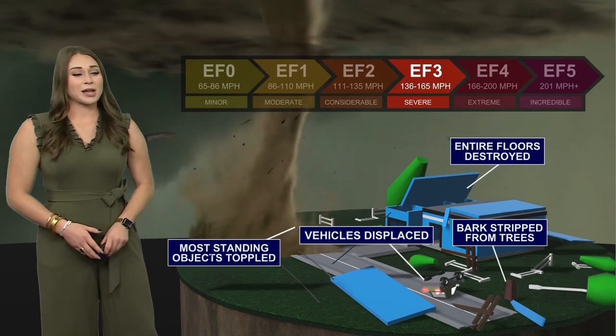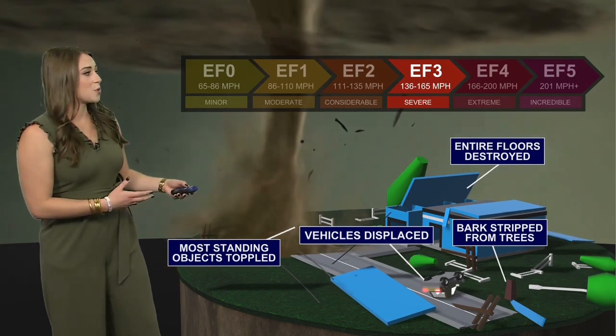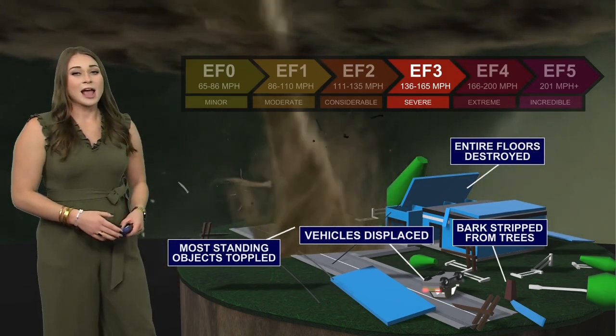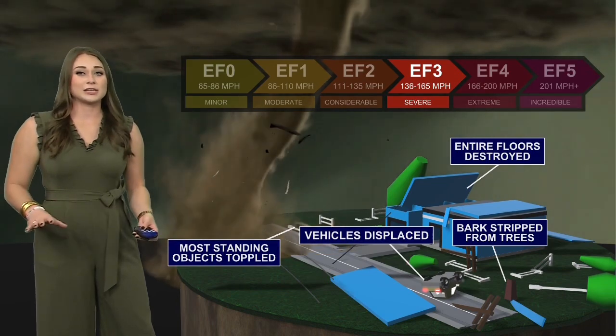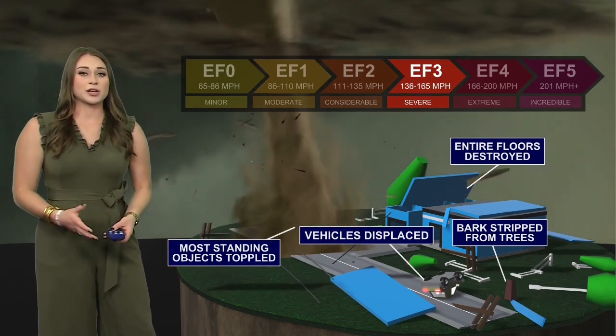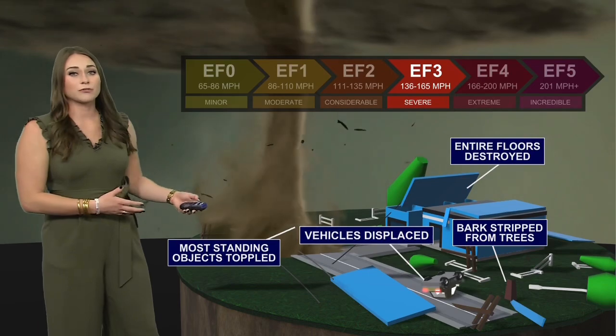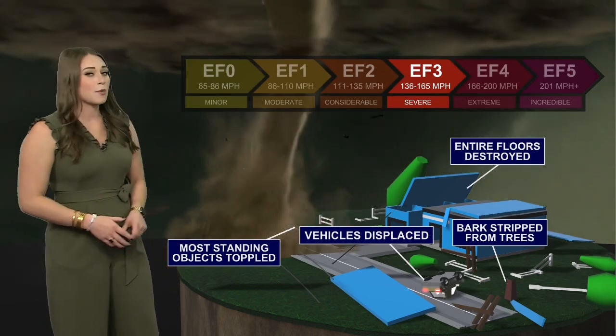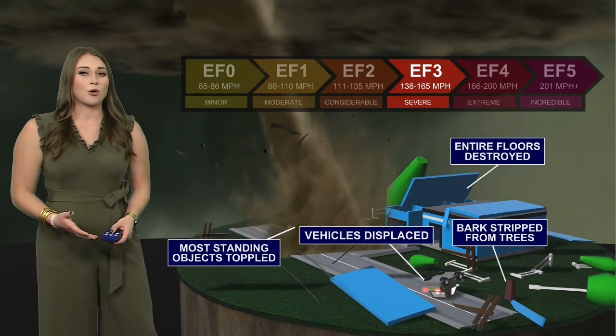Next is an EF3, 136 miles an hour to 165 miles an hour. Entire floors are completely destroyed, bark is stripped from trees, vehicles are displaced farther from homes or wherever they are, and most standing objects are toppled over.